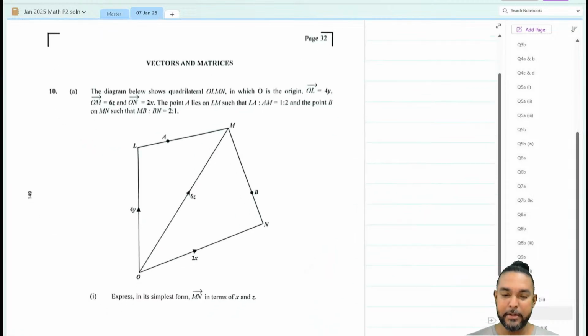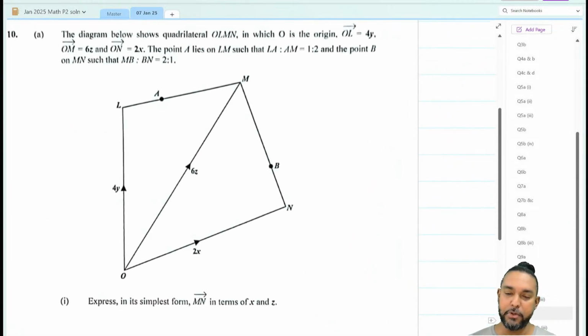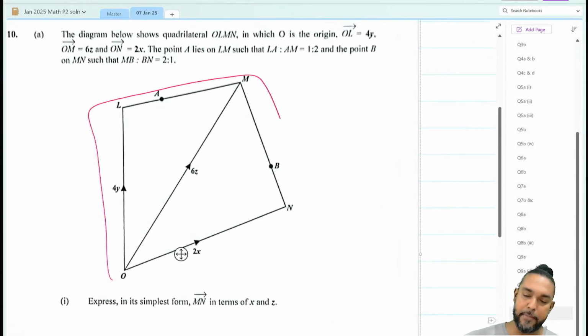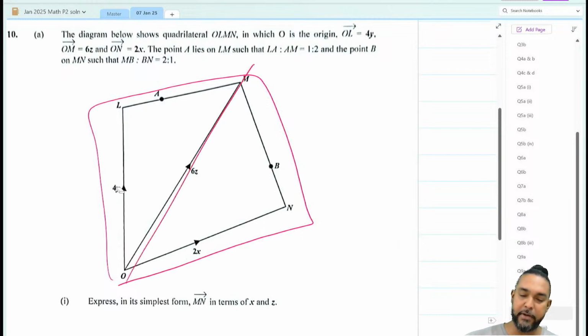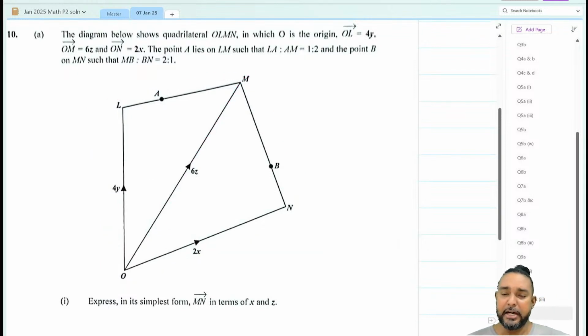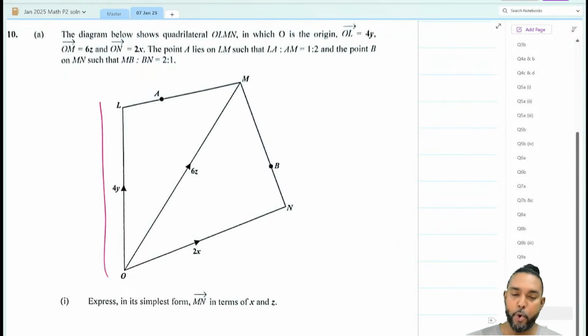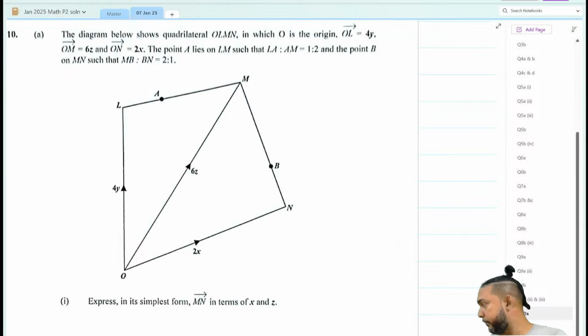Who knows? The diagram below shows quadrilateral OLMN, and a line in between, right? It looks like a kite. O is the origin. OL is 4y, OM is 6z, ON is 2x. So x, y, and all three axes, the x axis, y axis, and z axis. How many of you know about the z axis? Let me see.